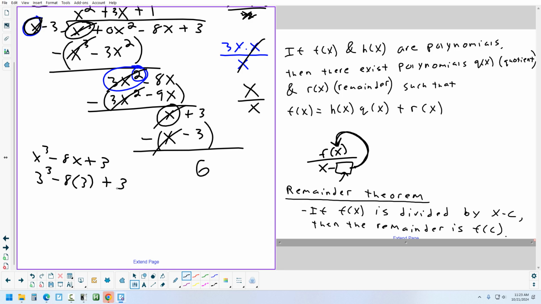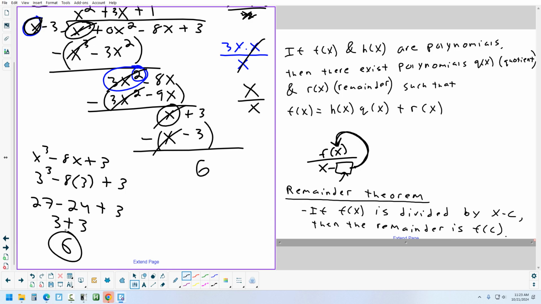What's 3 cubed? 27. What's 8 times 3? 24. What's 27 minus 24? 3. And what's 3 plus 3? So we got 6. What was the remainder when we did this problem with long division? 6. Exactly the same thing. So it worked. So that's a quick way to find the remainder.